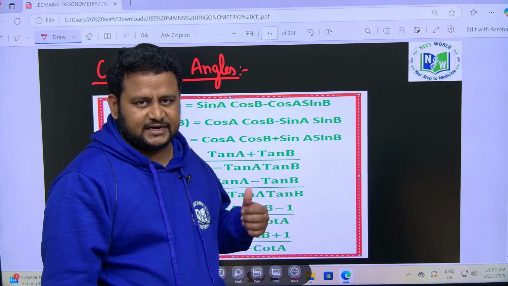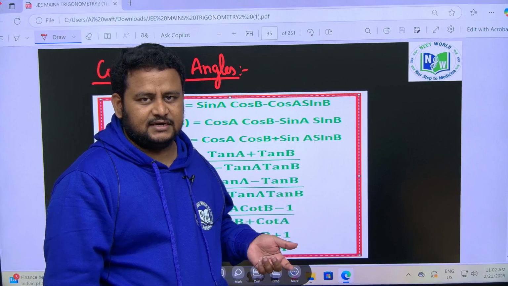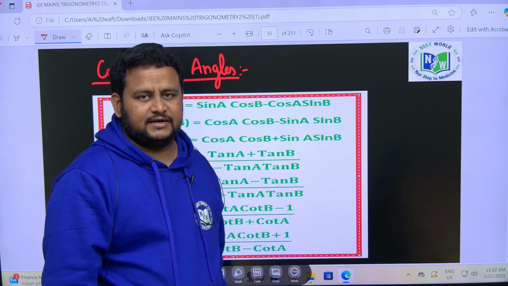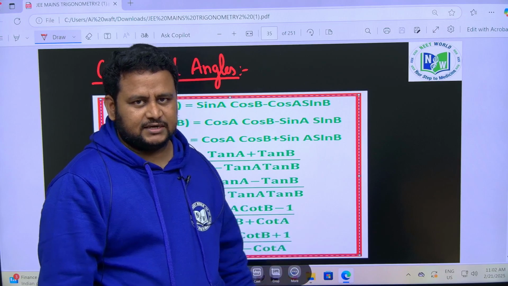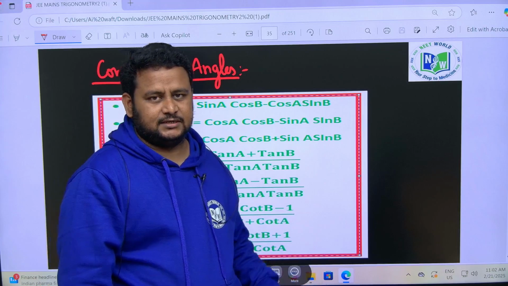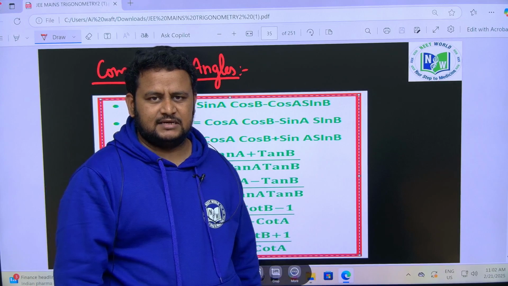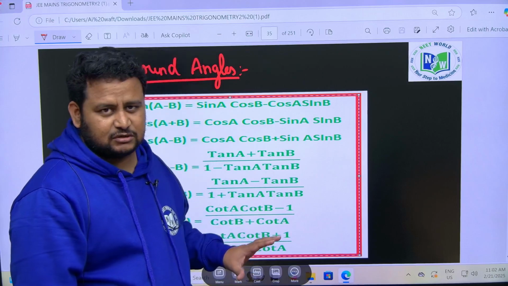We discussed radian measure, degree measure, and the relation between radian and degree measure, that is, pi is equal to 180 degrees, or 2 pi is equal to 360 degrees. Later we discussed trigonometric ratios of allied angles, and we also discussed trigonometric identities, and later we solved certain questions based on that.